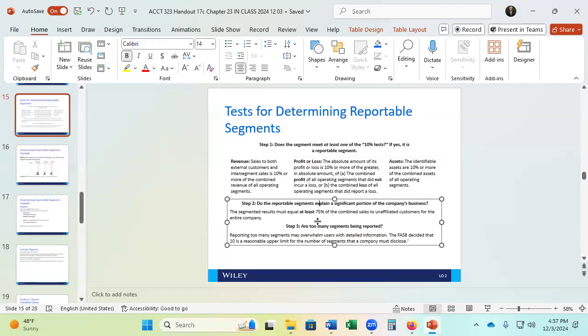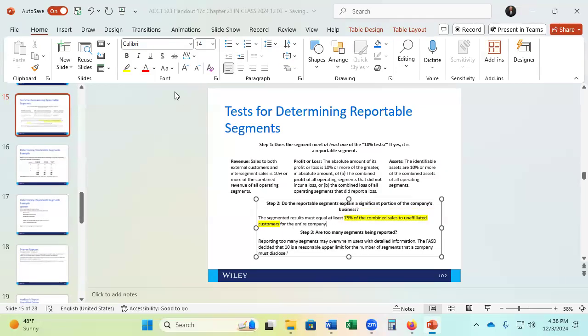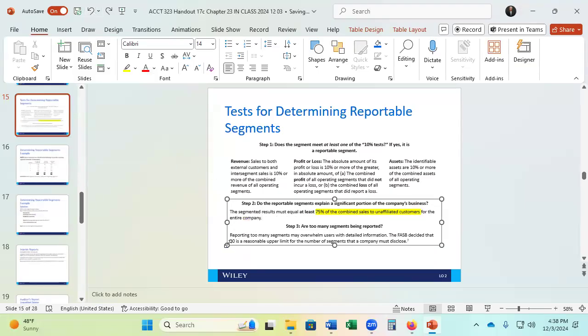Now you have two more steps that you also have to check. Once you've done these segments, you have to make sure that you account for 75% of combined sales to unaffiliated customers. Now it's a little weird to me because you're kind of doing inter-segment sales with that, so it's pumping up your number, but they don't ask you to make an adjustment on it. And then, are too many segments being reported? 10 is the upper limit that the FASB has said you should disclose, but not more than 10.